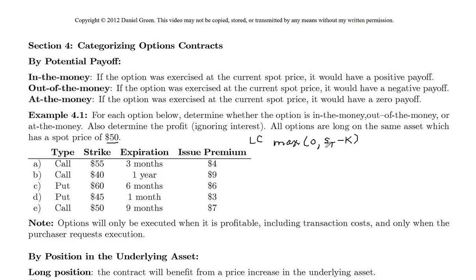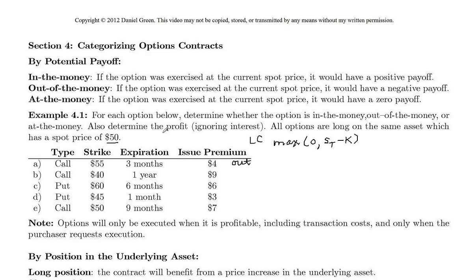The payoff is going to be positive if the strike price is less than the spot price, and negative if it's bigger. In this case, the market price is $50. We have a right to buy for $55. We're not going to do that. If we did, we'd have a negative payoff: 50 minus 55. So this option is out of the money.